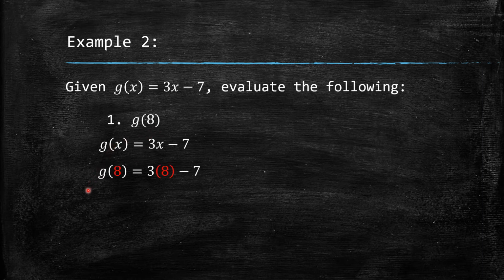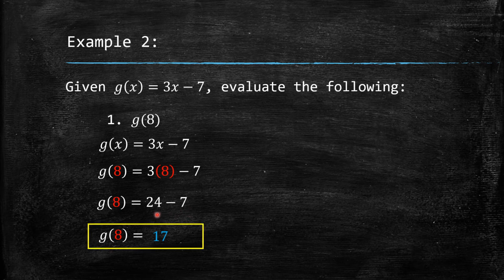So we will just change. We will have it like this. g of 8 is equal to 3 times 8 minus 7. So g of 8 is equal to 24 minus 7. Where did we get 24? That is 3 times 8. g of 8 is equal to 24 minus 7. The answer is 17. And that is the final answer.